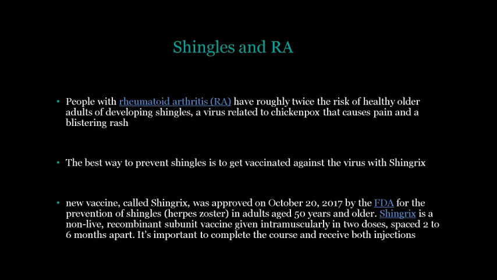The best way is to get vaccinated against the virus with Shingrix. This is a new vaccine which was approved in 2017 for the prevention of shingles. It is a non-live recombinant subunit vaccine given intramuscularly in 2 doses, 2 and 6 months apart. It's important to complete the course and receive both injections.